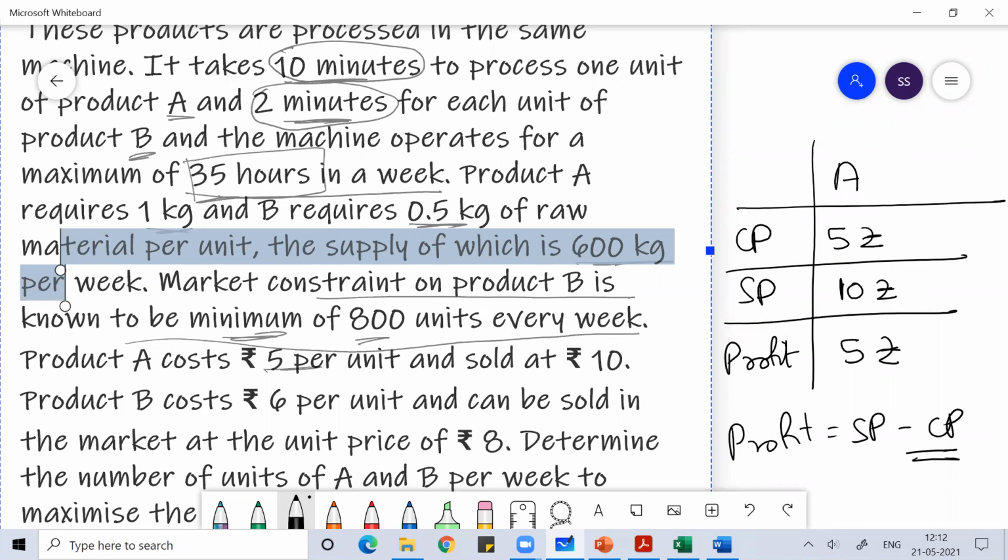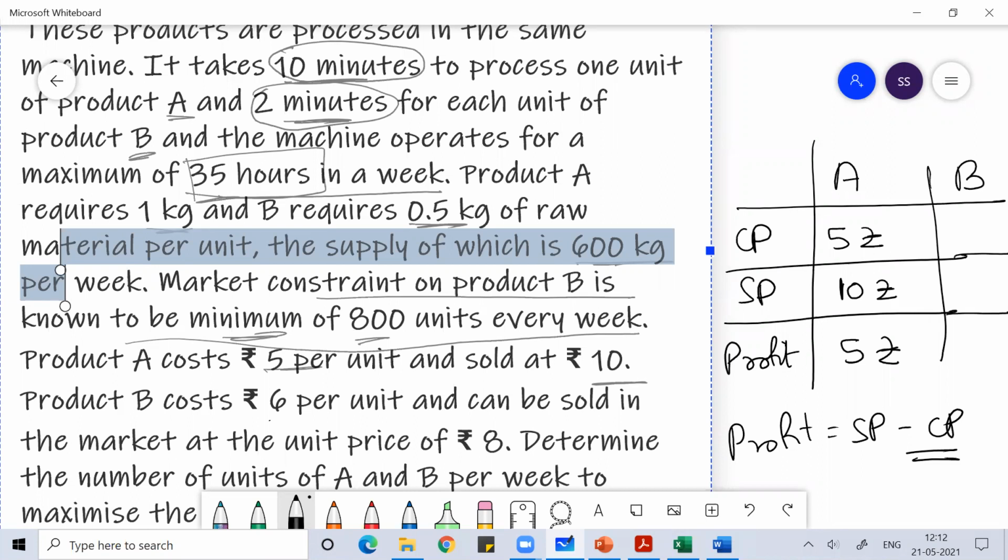So the cost price of product A is given, that is 5 rupees per unit. The selling price of product A is given per unit. At what price I am buying one unit of product A is given to you, and at what price I am selling it is also given to you. So with that, I can get the profit. On one unit of product A, how much profit can I make? Same way I can do for product B also.